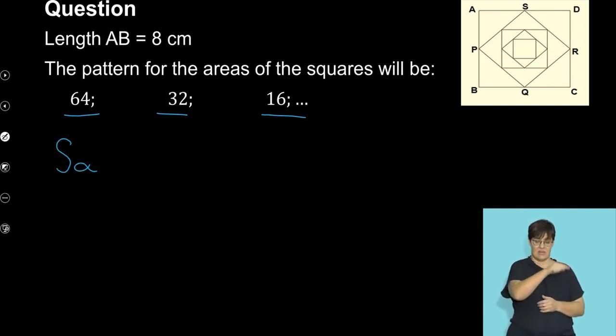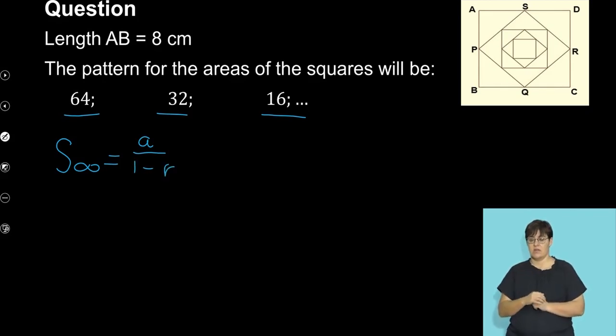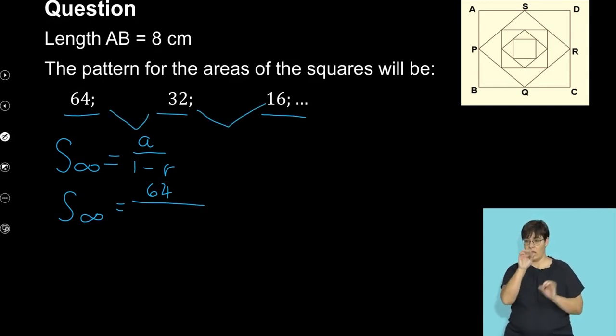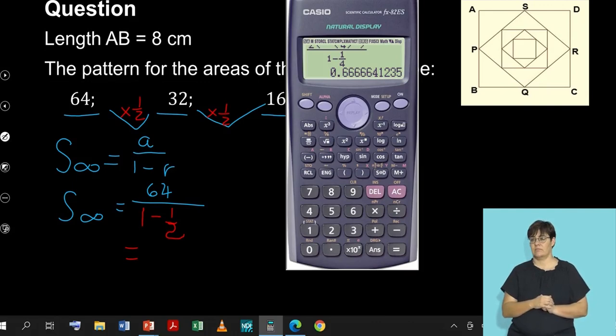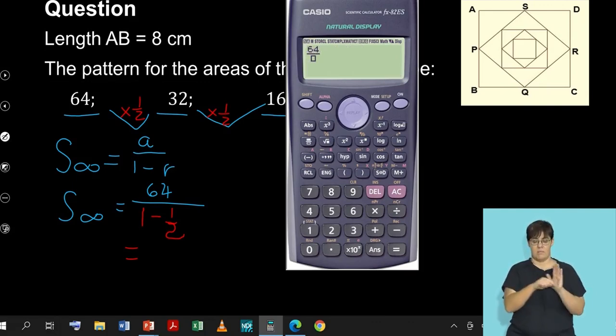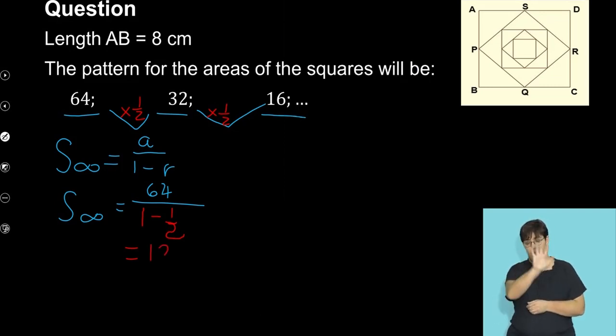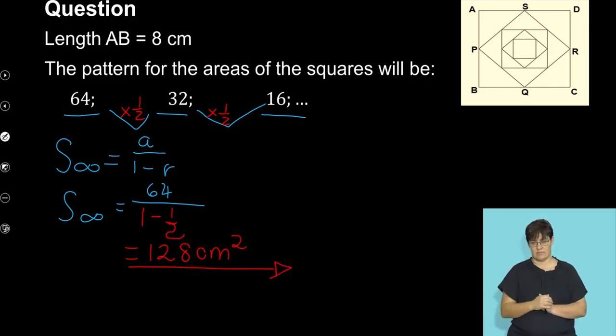So I can substitute in to the sum to infinity. My A is equal to 64. My ratio between each of these, hopefully everyone will agree with me, is that I have times by a half, because 32 is half of 64 and 16 is half of 32. You can also use your r is equal to T2 over T1 to find this. So the denominator will be 1 minus a half. And in order to find the sum to infinity, I need to plug this all into my calculator. So it will be 64 over 1 minus a half. So the sum to infinity for the area of all of these squares added together is 128 centimeters squared.